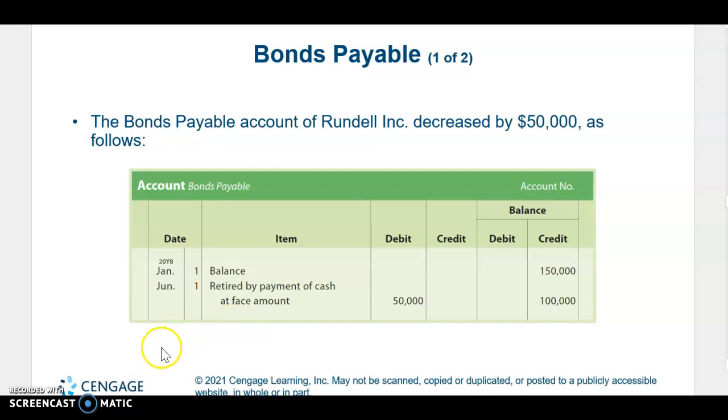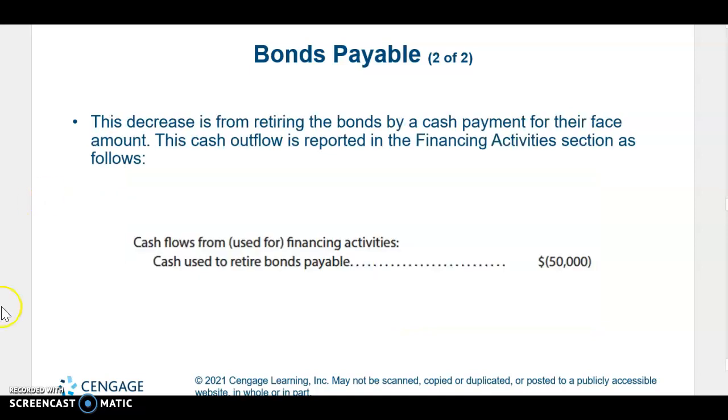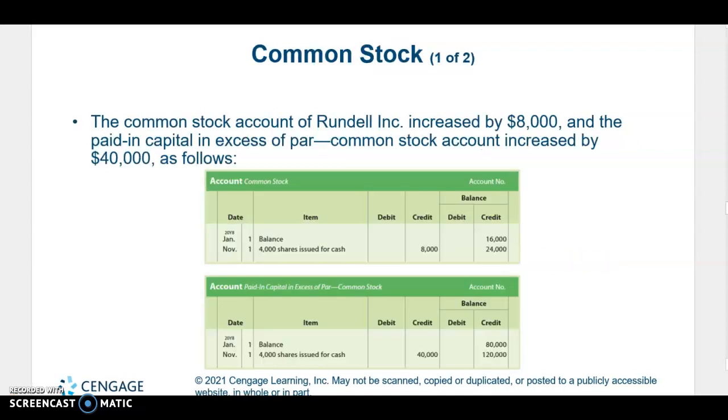So it looks like we retired some bonds, which means we paid them off. So that means that our cash would go down by the $50,000 that we paid to retire the bonds. So cash used to retire bonds, negative $50,000. The common stock, we issued some for cash. It looks like we got $8,000 cash.